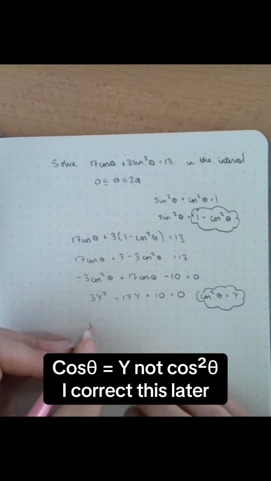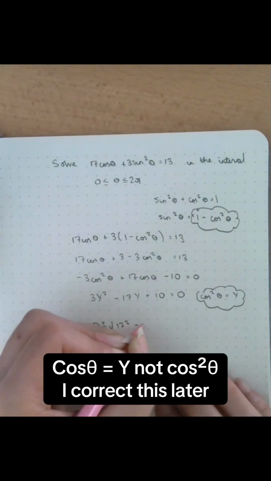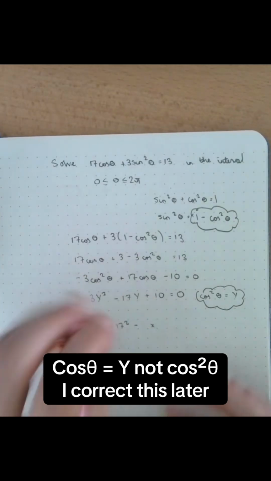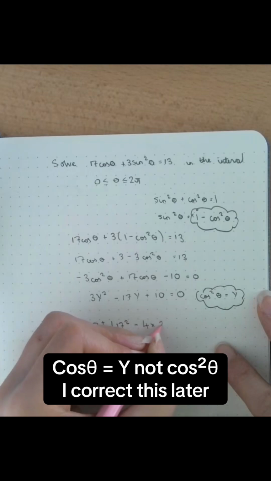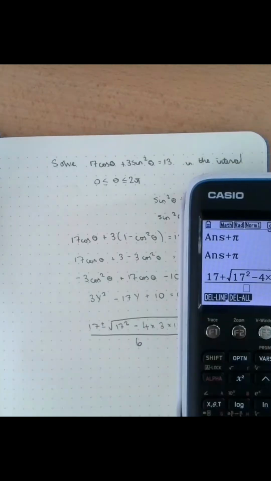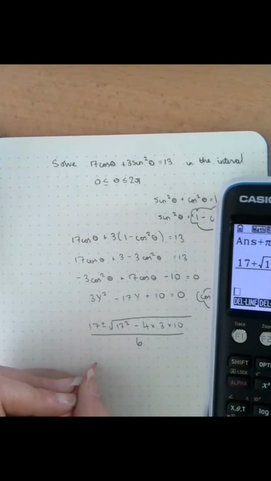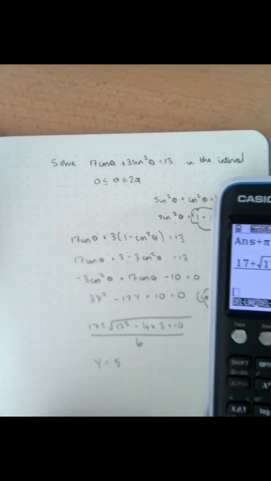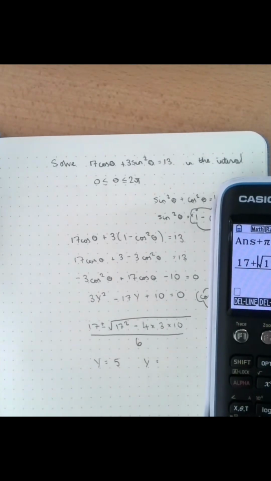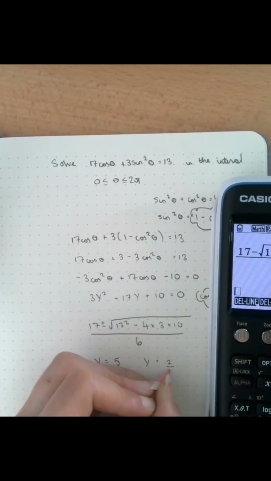So 17 plus or minus the square root of 17 squared minus 4 times a, which is 3, times by c, which is 10, all over 2a, which is 6. So I get a solution that y is 5 when I do the plus, and then if I do the minus, I get that y is 2 over 3.